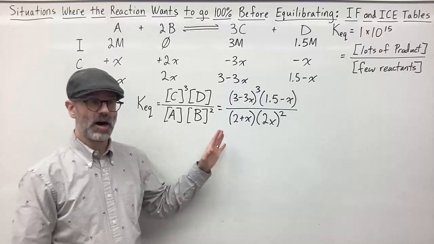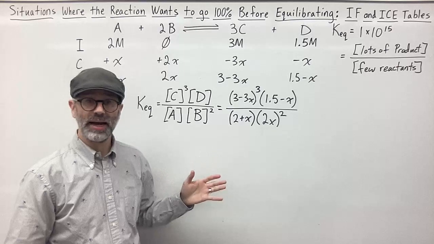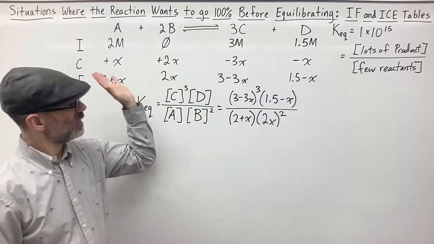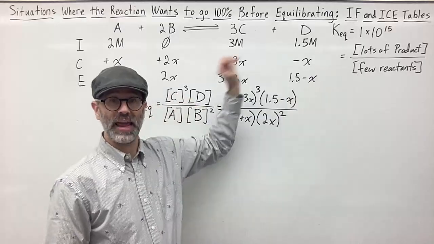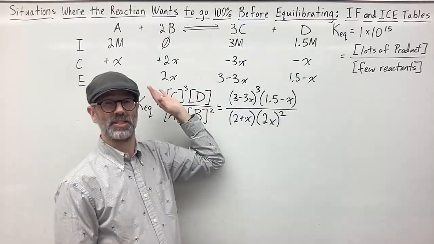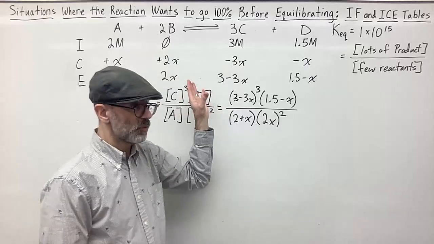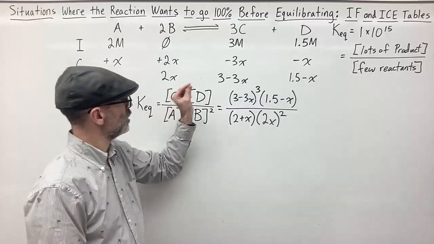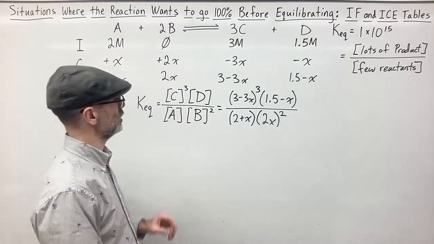And so now that we have our expression in terms of x, we can go ahead and apply the assumption that x is negligible. Because in this situation, since K is large, it favors the products. So it's going to shift this way away from products. But because it favors the products so much, we expect that it's going to shift a tiny bit, so that the change is going to be so small that it's not going to make a difference in the original concentrations.